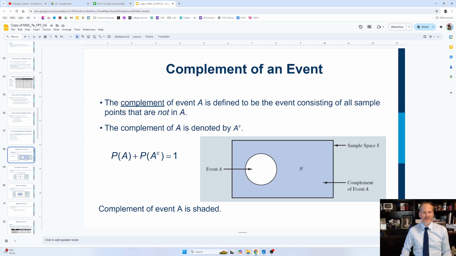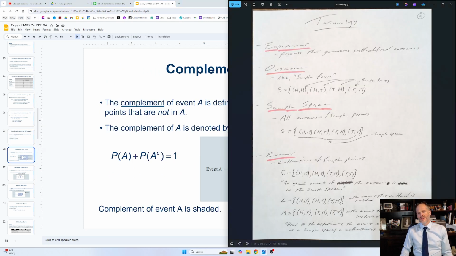And to learn about this, you have to remember these terms here. So you remember we have an experiment. An experiment is a process that generates well-defined outcomes. So we do an experiment and we get some outcome, right? And then we have a sample space, which is all of the outcomes. And so here's our sample space of tossing a coin 2 times. And then an event is a subset of a sample space. And so it's some event for which we maybe want to know the probability of something.